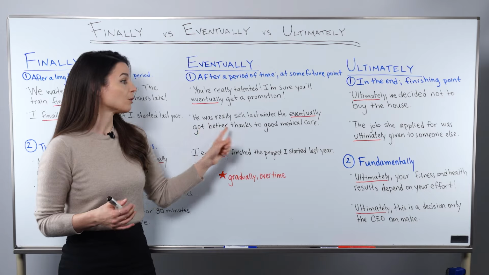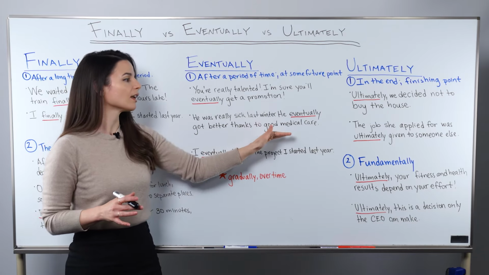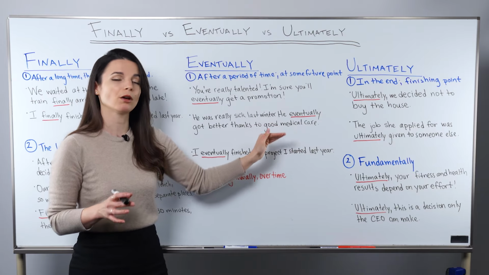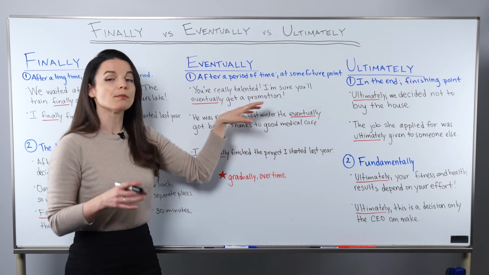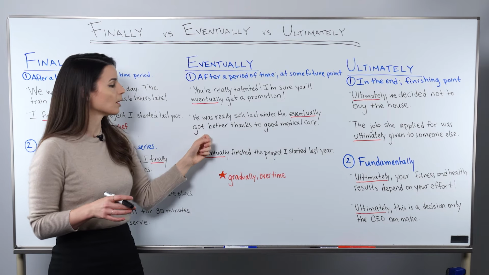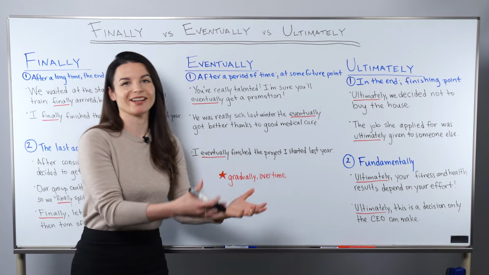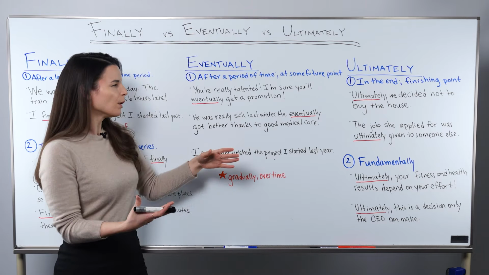Once more, he was really sick last winter. He eventually got better, thanks to good medical care. Okay, so as I said, this is a past tense sentence. He eventually got better. So our past tense verb got better refers to getting better or becoming not sick, becoming healthy again. So what's happening here?